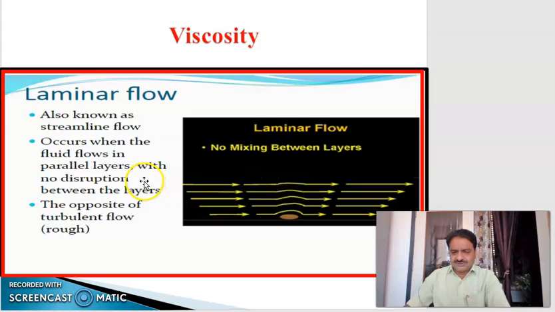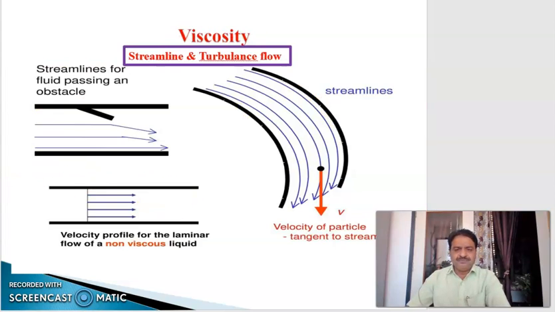I'll give you different examples of laminar and turbulent flow. So at present you remember, no mixing between layers. It occurs when the fluid flows in parallel layers with no distortion between the adjacent layers. You see this figure. There is also no disturbance, so this flow is also streamlined. Though there is a curve, there is no disturbance in the neighboring layers of the liquid or fluid. This flow is also said to be what? Streamlined.